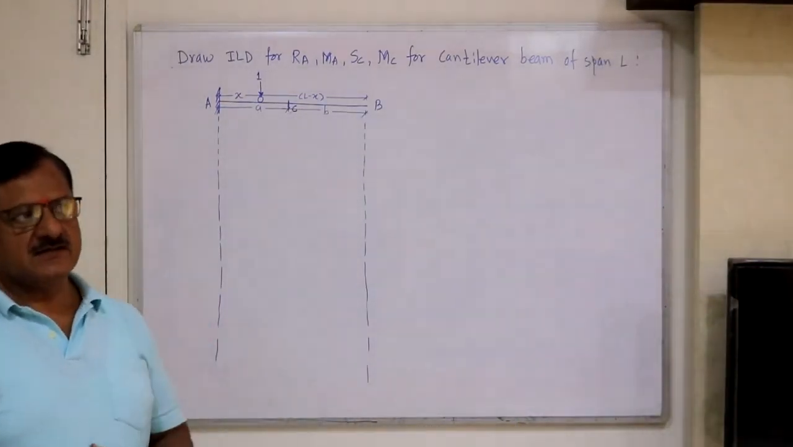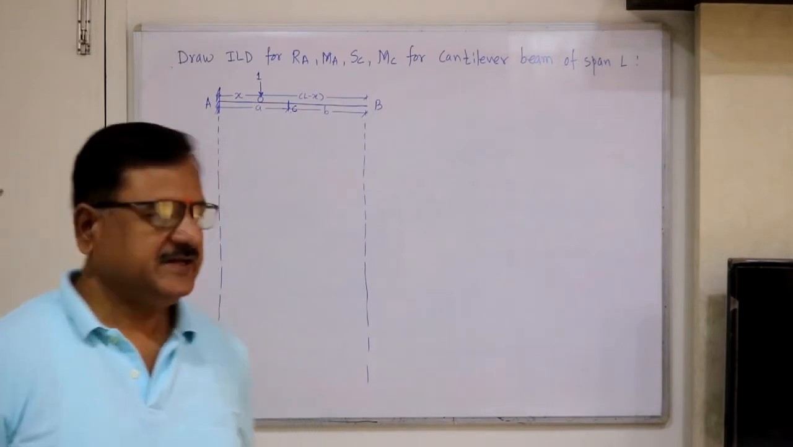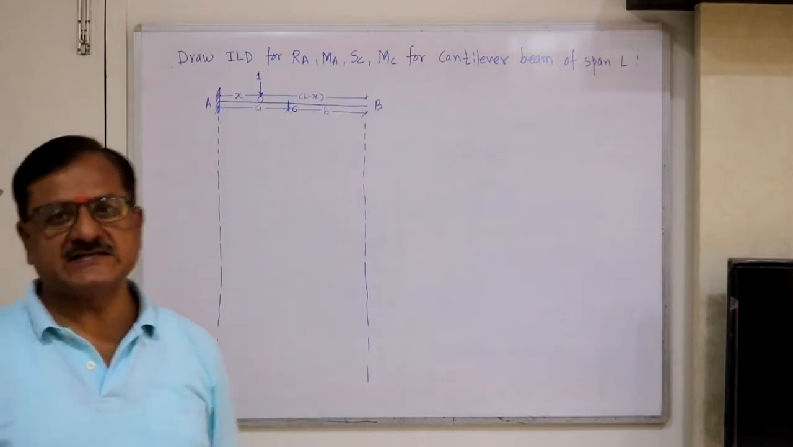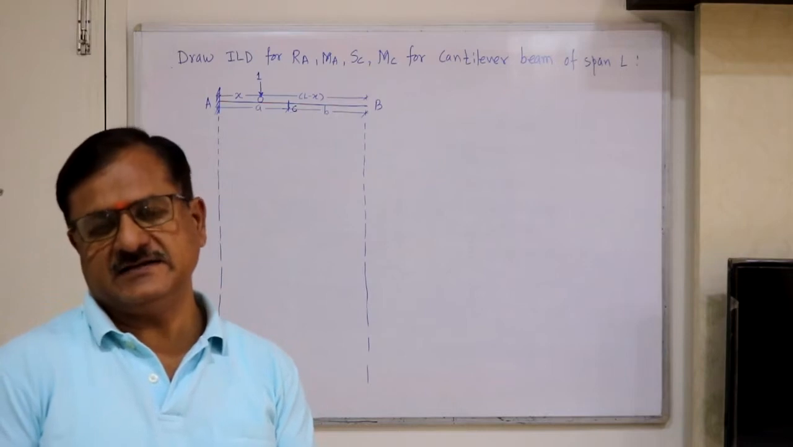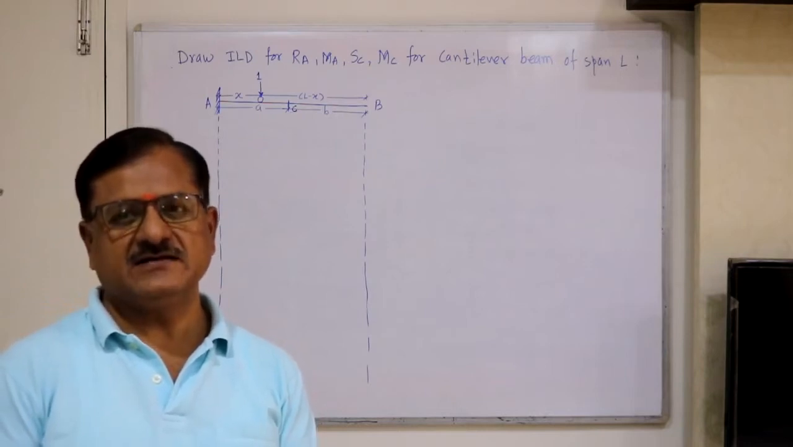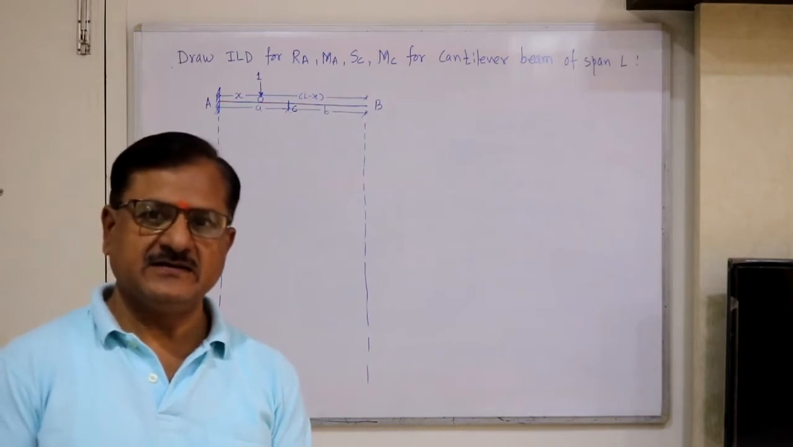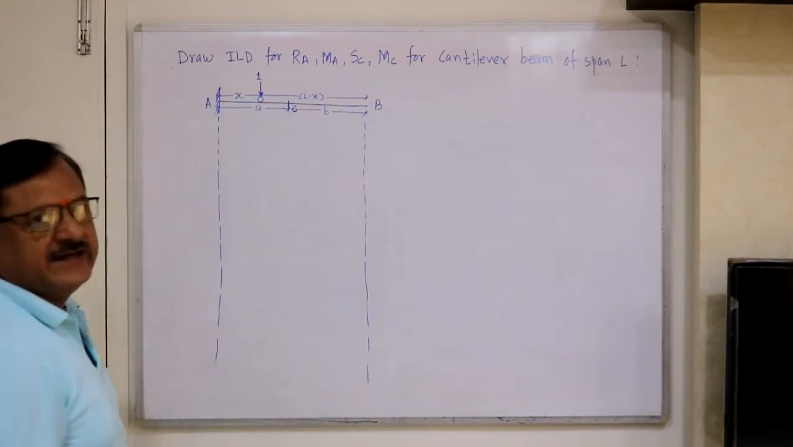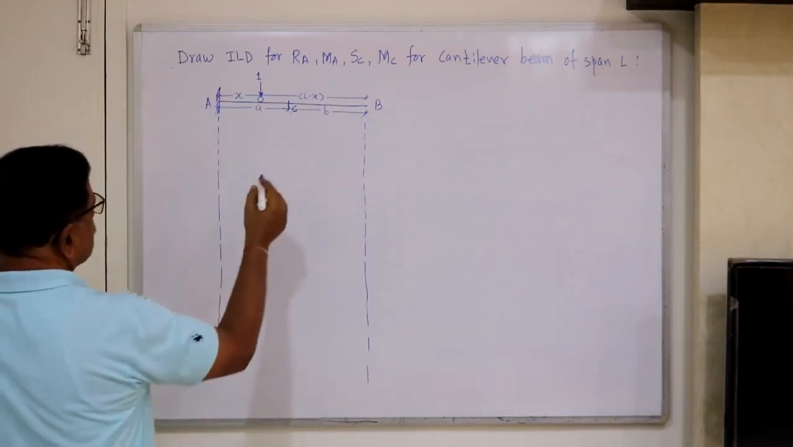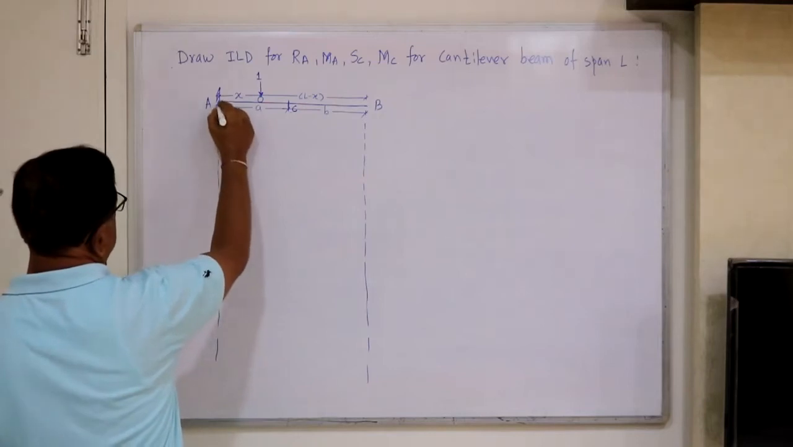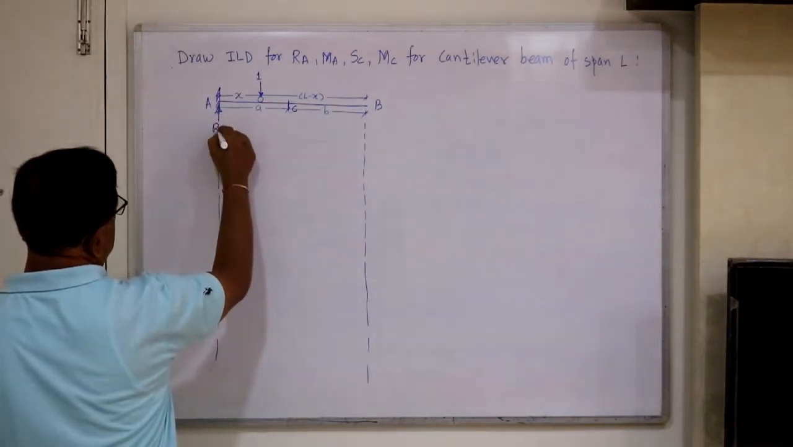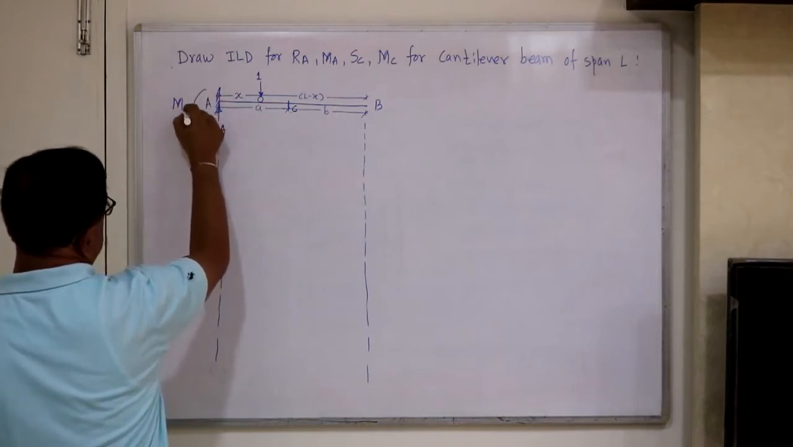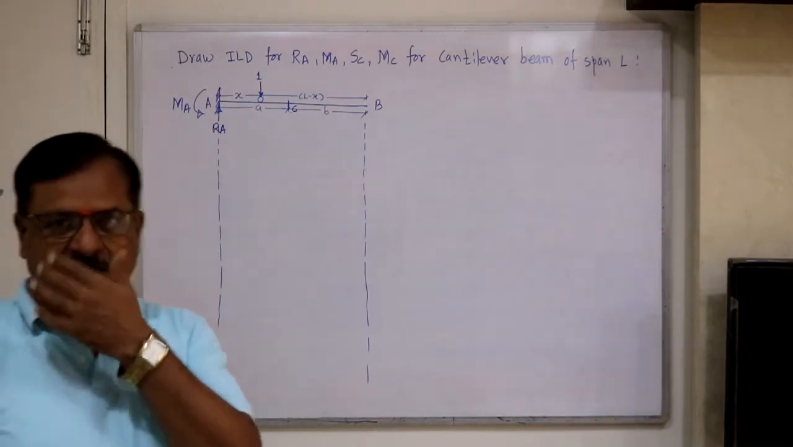Now next consider the problem of cantilever beam. Now the possible ILDs are the ILDs for reactions at A, that is vertical reaction RA, and fixed end moment MA, then shear force and bending moment at any section C at a distance a from left hand and b from right hand. Total span is L. Now here we have the reaction RA, for which we want to construct ILD, and this is bending moment at A.